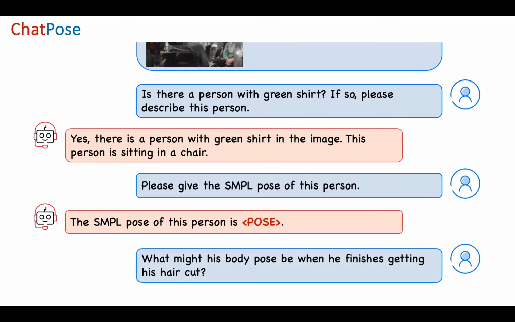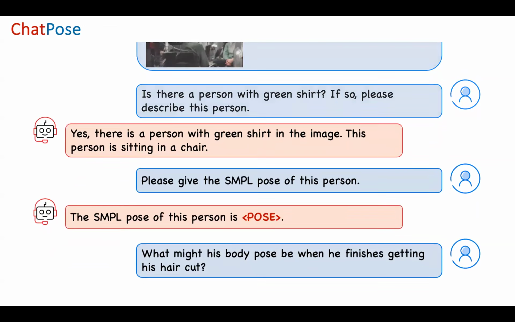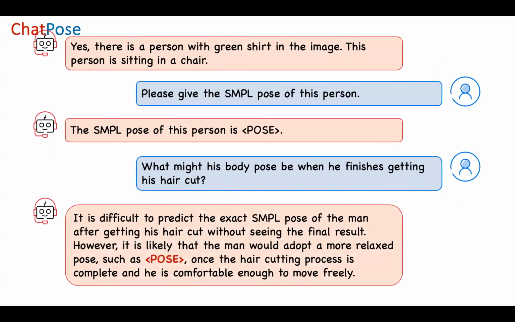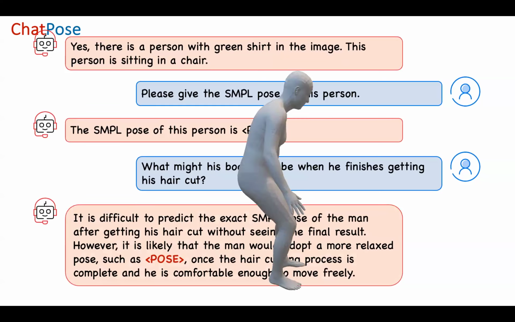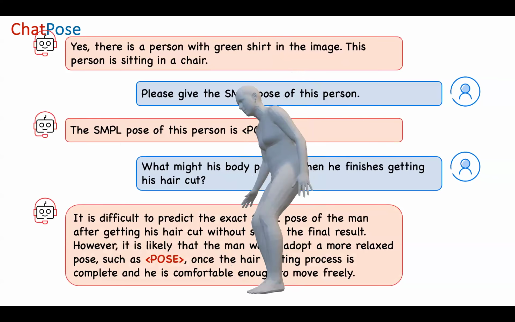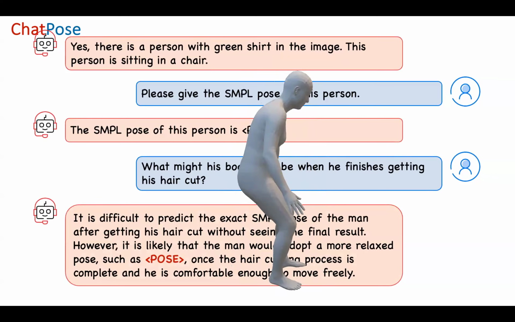But you can also say other things because Chat Pose actually understands a lot about people and what they do. So what might the body pose be when he finishes getting his hair cut? You can ask that. And Chat Pose will say, well, it's difficult to predict, as they always tell you that. But maybe he's going to be more relaxed and have a more relaxed pose, such as token pose. And so you get kind of a more relaxed, less upright pose, right?